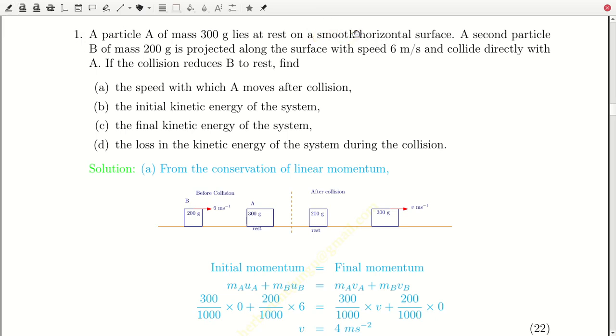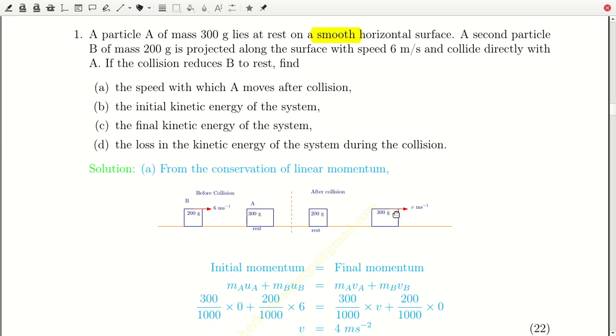So it means the initial momentum: if we are required to get it, we get the speed of B, which is 6 meters per second, times its mass, which is 200 grams. That would be the momentum of B initially. Then the momentum of A initially would be zero, because its speed is 0. It was at rest initially.